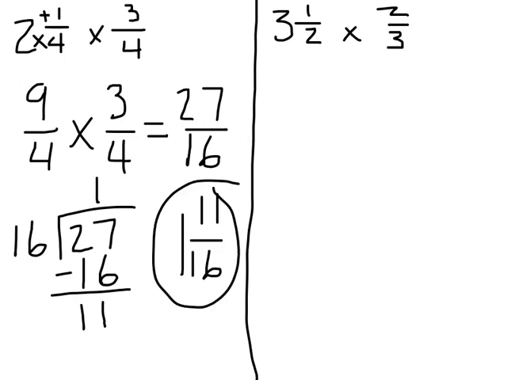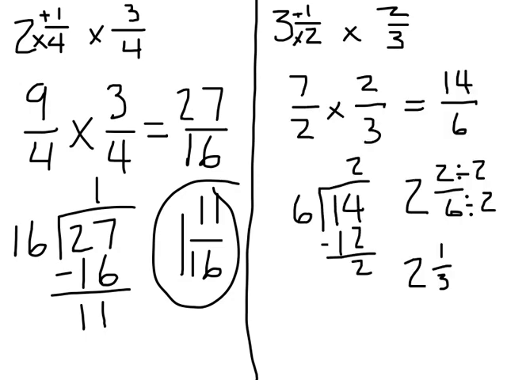Now you try one. What's 3 and 1/2 times 2/3? Remember to change 3 and 1/2 into an improper fraction first. 3 and 1/2 times 2/3. 3 and 1/2 is the same as 7/2. When I multiply that times 2/3, I get 14 over 6. When I change that into a mixed number, I get 2 and 2/6. So my answer is 2 and 2/6, or, when I simplify, 2 and 1/3.